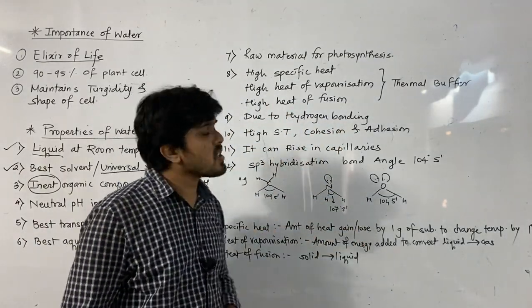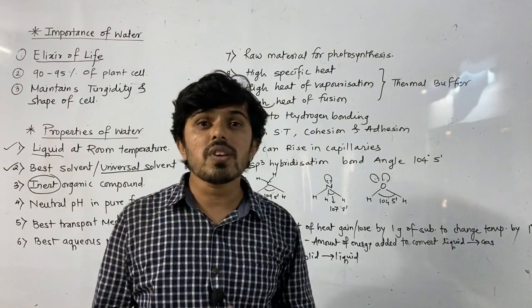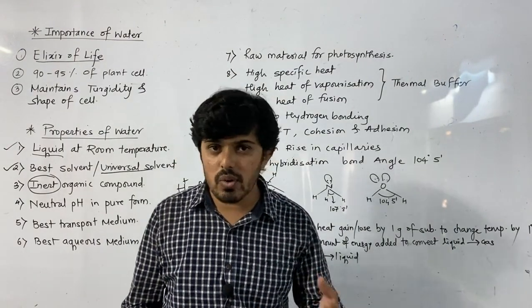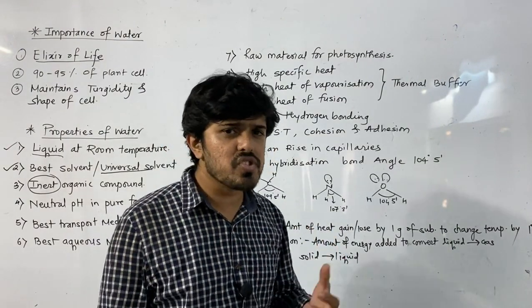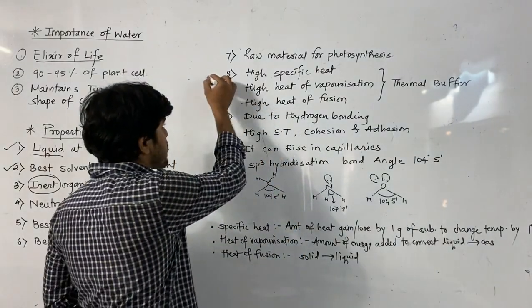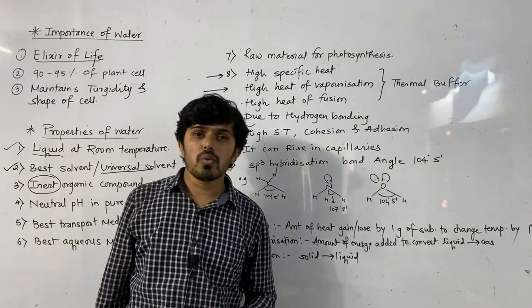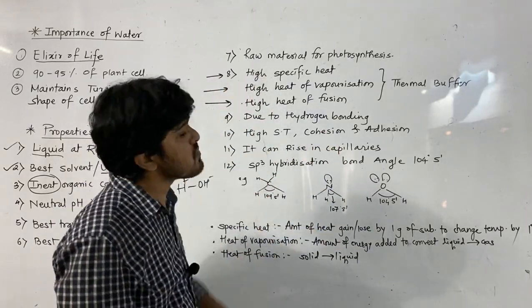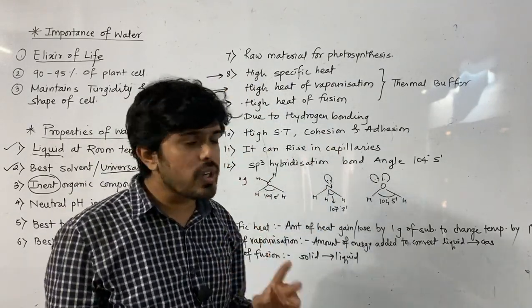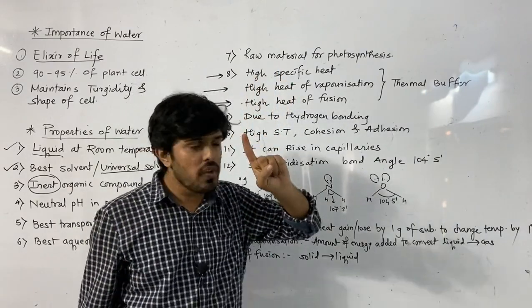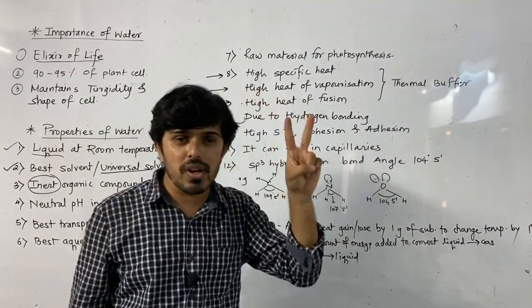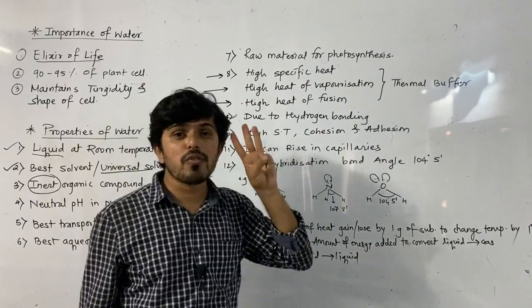The next point you can see: water is one of the basic raw materials for photosynthesis, which we are going to discuss in the photosynthesis chapter. We have studied these three terms. From this answer, these three terms are very important from the exam point of view in today's lecture. See, three terms: water has very high specific heat, water has high heat of vaporization, and water has high heat of fusion.